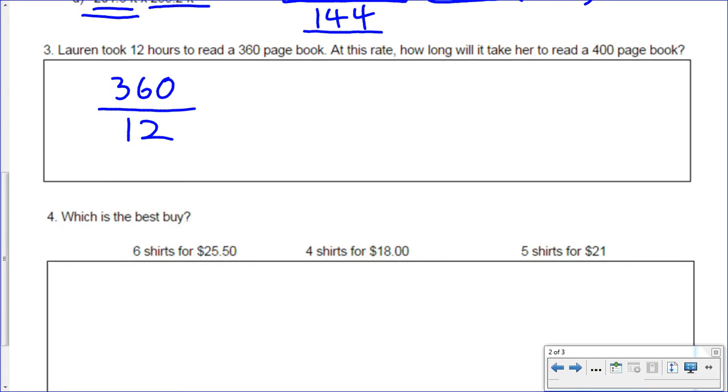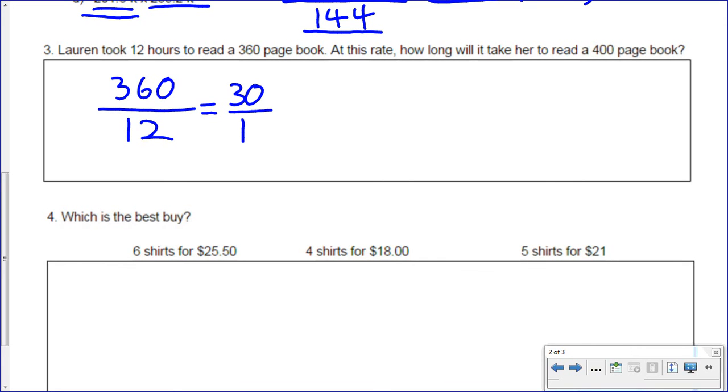Now, just like before, we could divide the numerator by the denominator, the top by the bottom, and we would come up with a rate of how many pages per hour. So 360 divided by 12, she does 30 pages per hour. So 30 per every hour. So that one would be a little different.